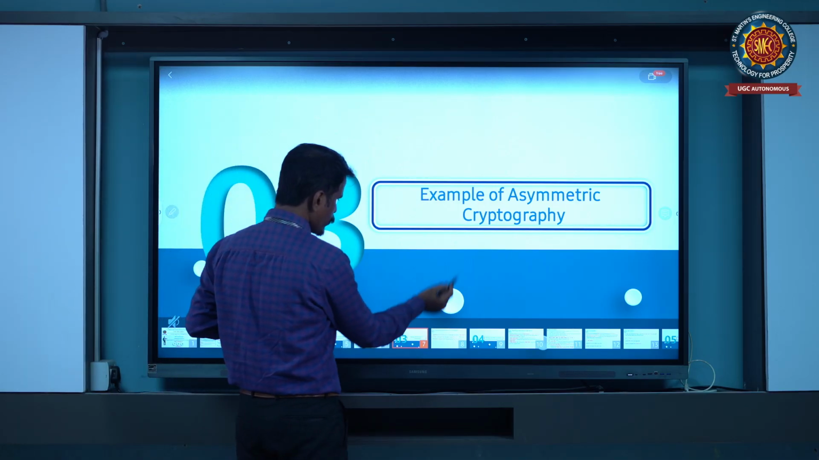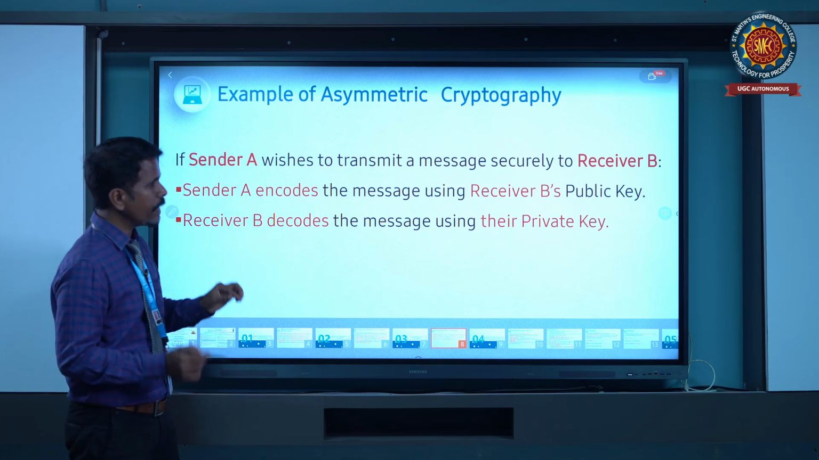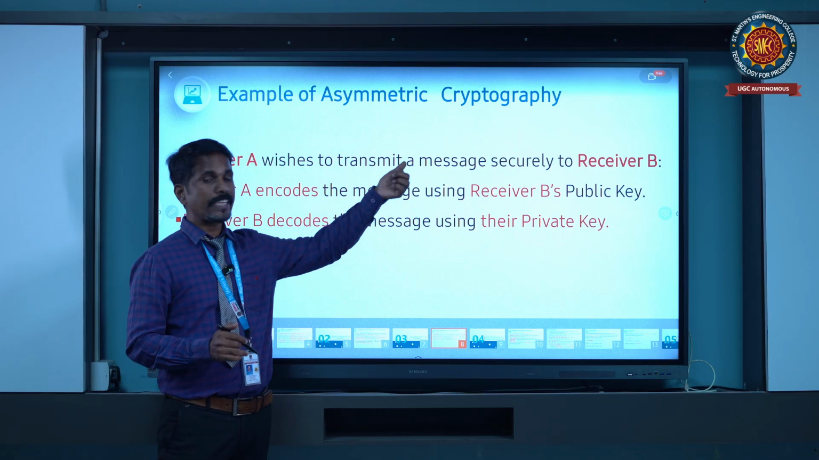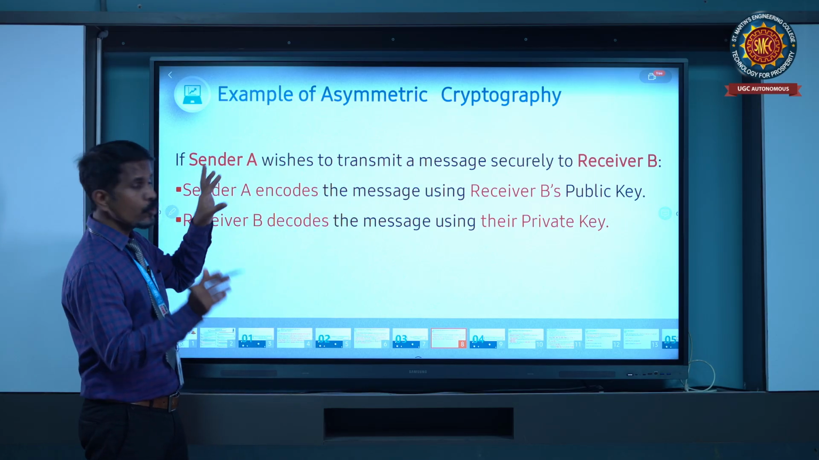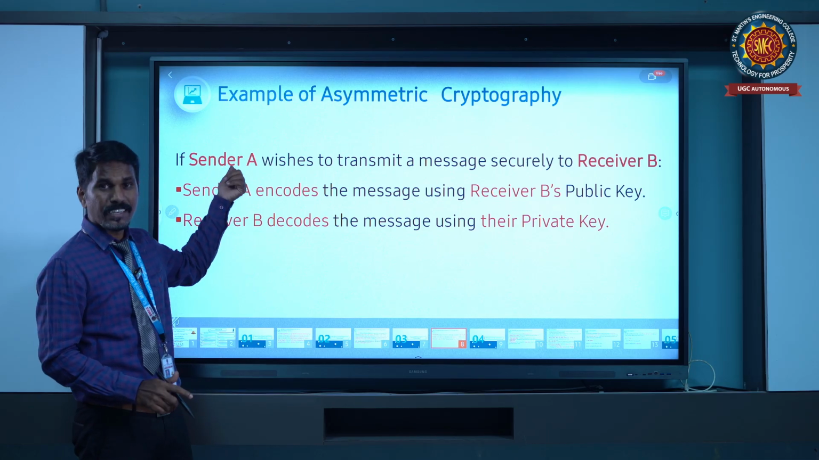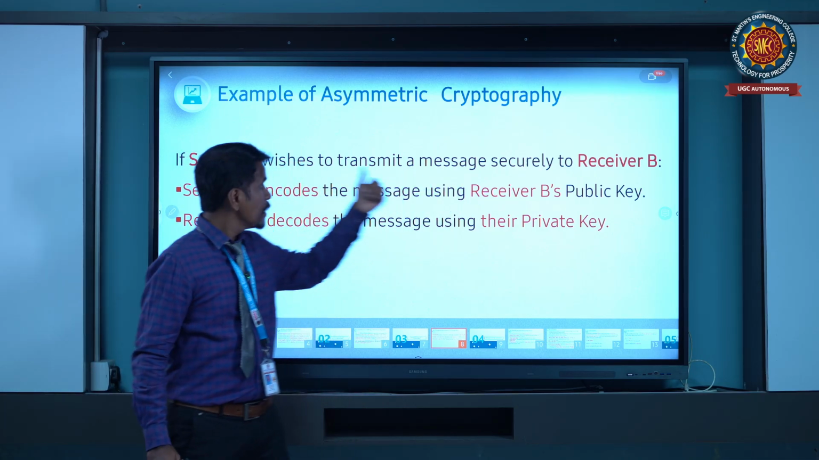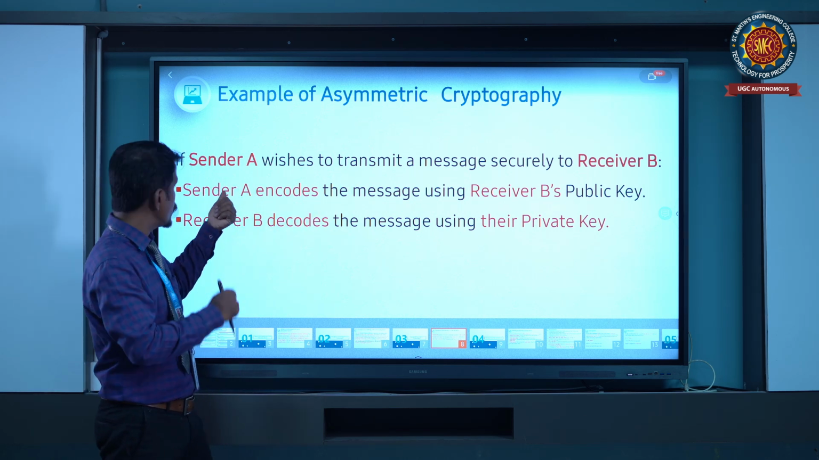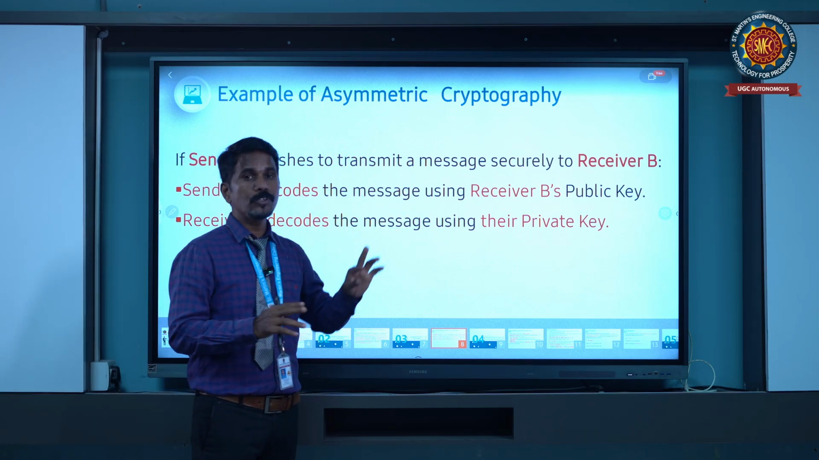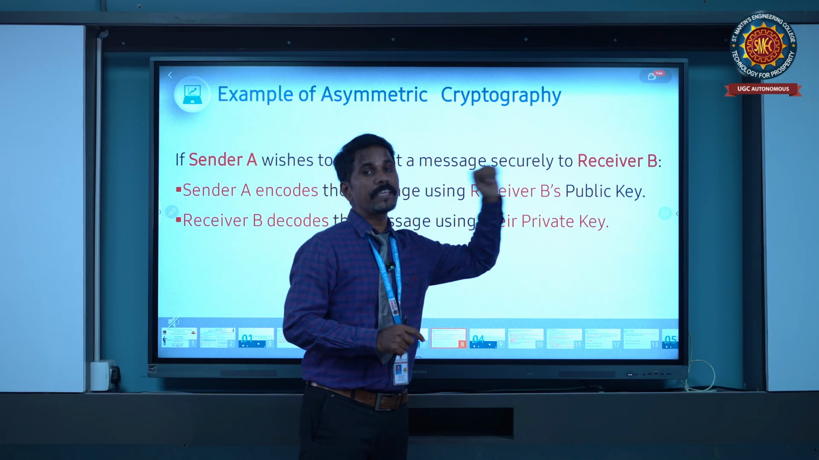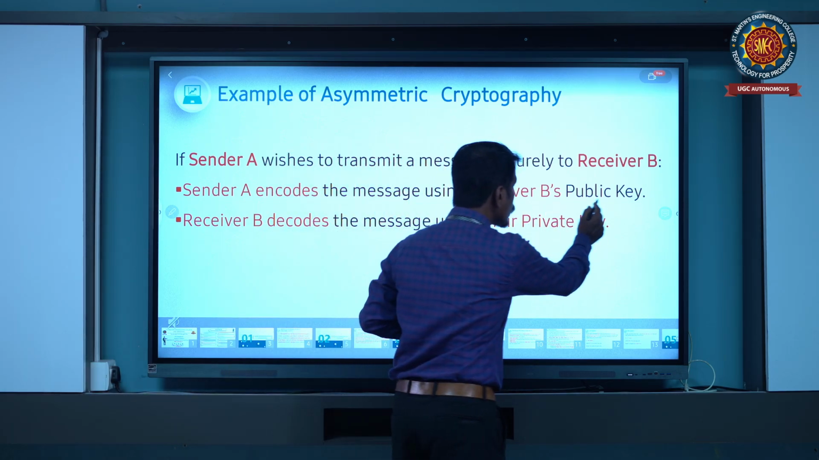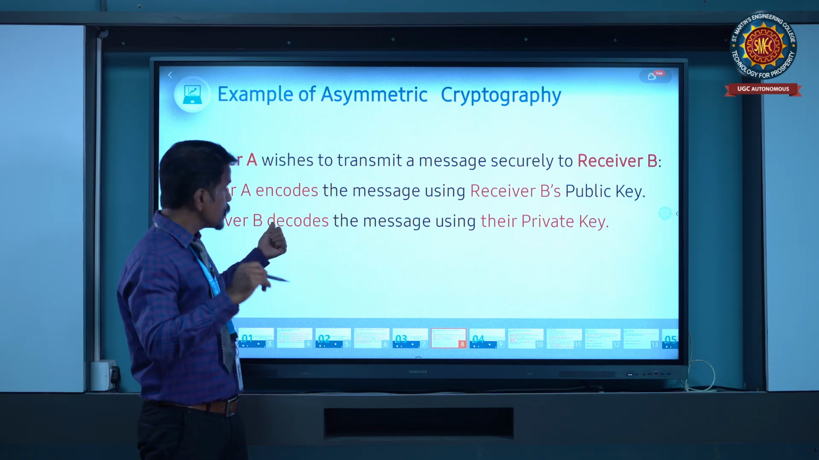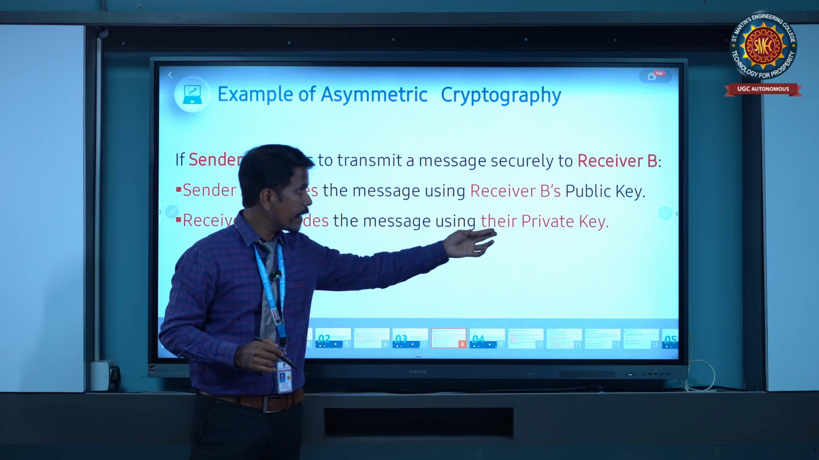I have taken one small example for your understanding. If a sender wishes to transmit a message securely to receiver B, here two persons are interacting: one is the sender A, another is the receiver B. Please listen. When the sender sends the message, sender A encodes the message using receiver B's public key. This is very important to note: B's public key. Next, receiver B decodes the message using their private key.